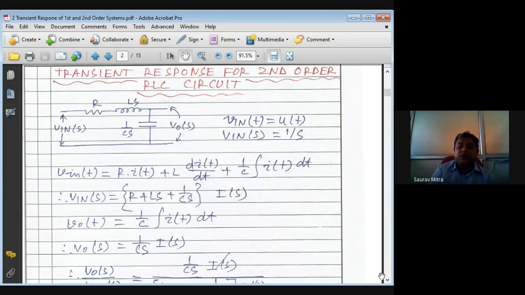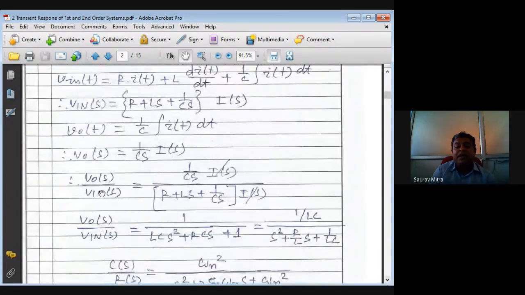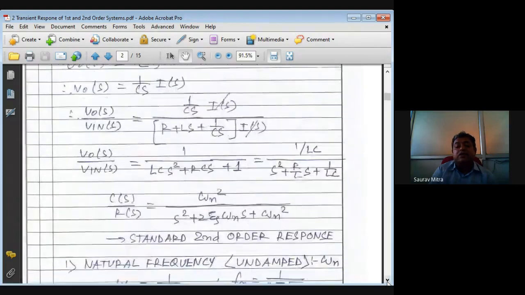So just find out what V output by V input is. Same thing we have done previously. V output by V input is 1 by CS into I(S), divided by R plus LS plus 1 by CS into I(S). If you cancel I(S) and rearrange a little bit, what we get is (1 by LC) divided by S squared plus R by L into S plus 1 by LC. So this is the transfer function.